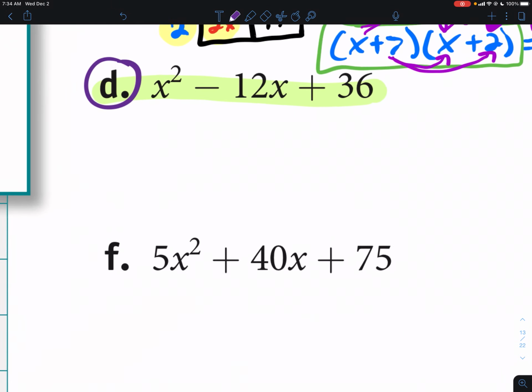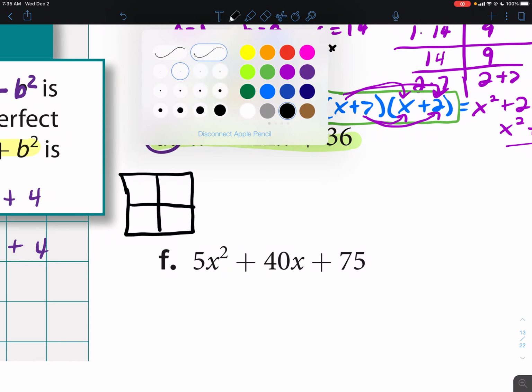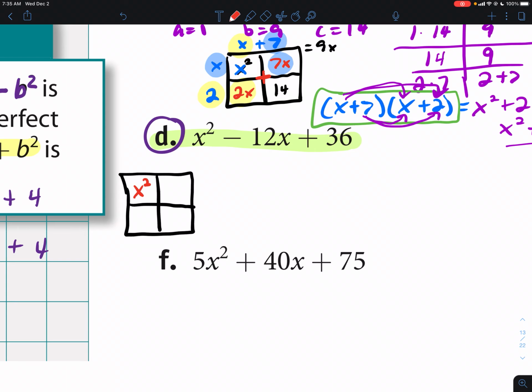But let's look at D here. So we talked about the box, which, I'm going to be honest, isn't completely necessary for these particular problems, but it will be for the next section, so that's why I want you to practice it. So I'm going to fill out my box first, x squared and 36. Remember, these two in the middle add up to the negative 12x. So our A is 1, our B is negative 12, and our C is 36.